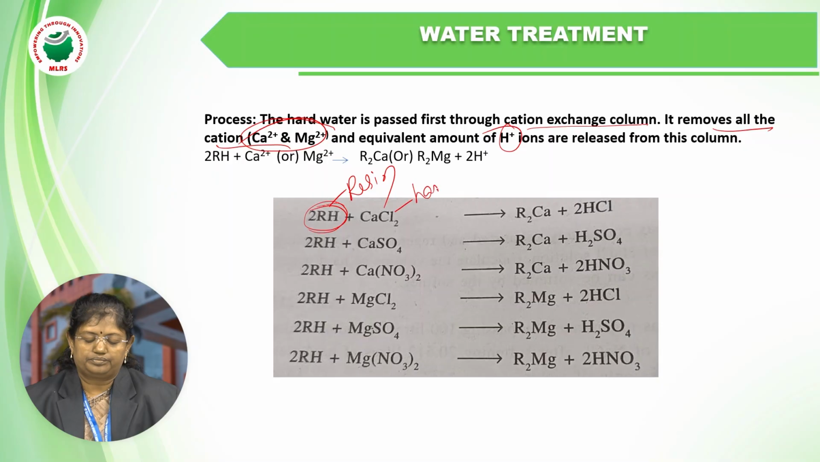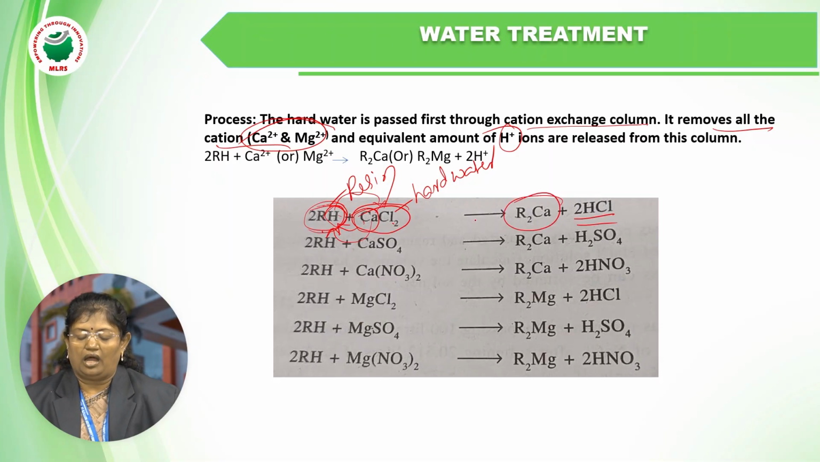This is the hard water. Suppose the hard water contains CaCl2 and is passed into the resin. Then what will happen? The Ca2+ ions, the cation of this, will exchange with the H+ ions of the resin. These two will exchange, and the Ca2+ ions will go into the resin while the H+ ions come out. So it will form HCl and R2Ca, which means the cation is stuck.